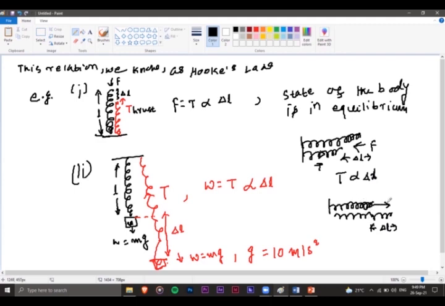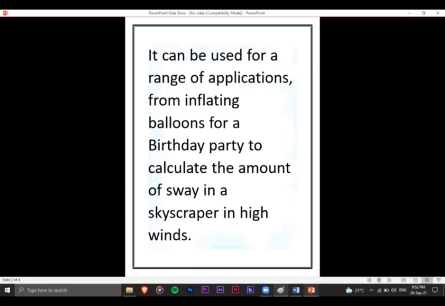And in this case, because of any force you apply in this direction, there will be a tension developed in the string opposite to F. And in this equilibrium state, you can say that T is again proportional to delta L, the extension in this string, which is what Hooke's law states. It can be used for a range of applications, from inflating balloons for a birthday party to calculating the amount of sway in a skyscraper in high winds.